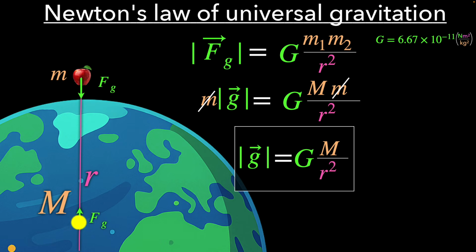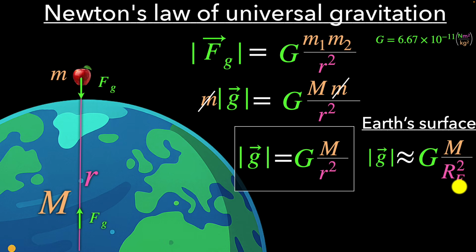So you can pretty much assume this r, the distance between the centers, to be the radius of the Earth itself. So close to Earth's surface, we can approximate r to be just the radius of the Earth. And so if you now plug in the mass of the Earth, the radius of the Earth, and the value of G, you will get the value of acceleration due to gravity close to Earth's surface. And that is the famous 9.8 meters per second squared.